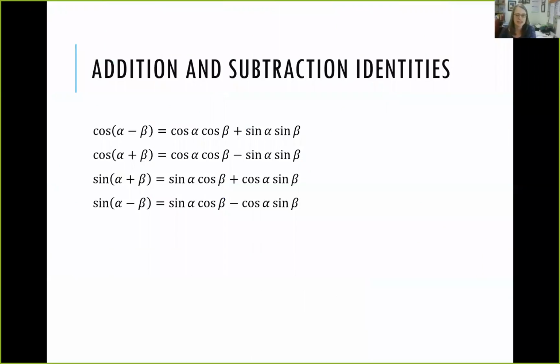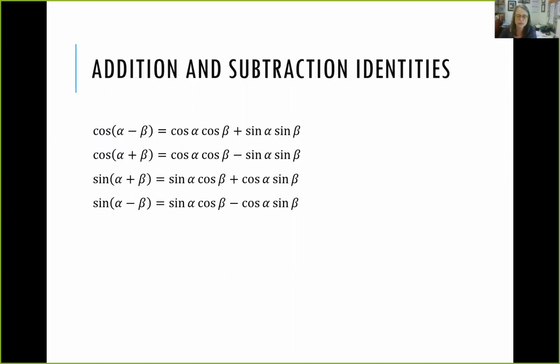And these are things that look like this. What they tell us is that there are different ways to express the cosine of a difference of two angles. The cosine of a difference of two angles can be expressed as the cosine of the first angle times the cosine of the second angle plus the sine of the first angle times the sine of the second angle. What this does is it lets us express more of our angles in terms of known values.